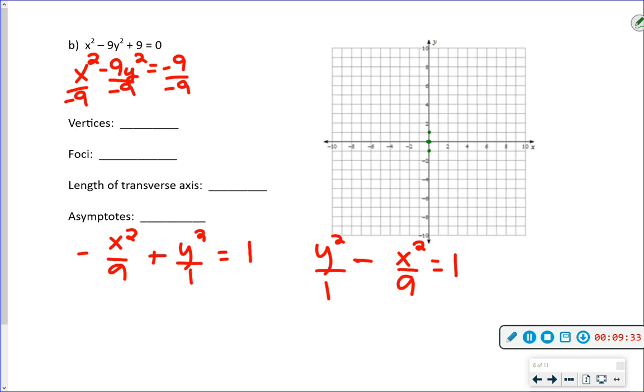9 under x, square root of 9 is 3, under x, left and right 3. If that was an ellipse, we'd draw our oval and wrap it up, right? But we've got to draw our central box for our very lovely hyperbola. Once you have the central box, you can draw your asymptotes from the center to each corner.